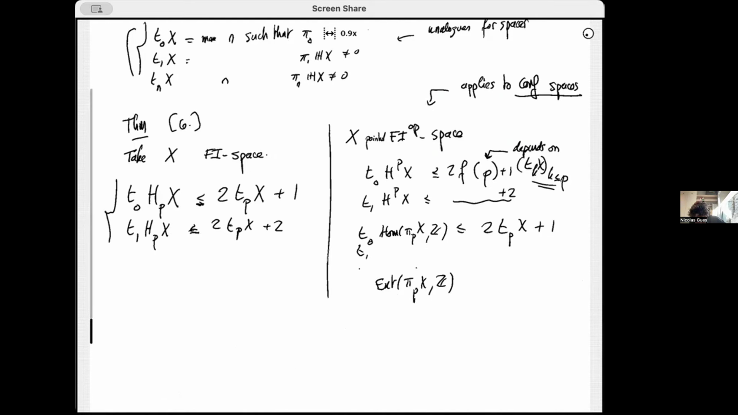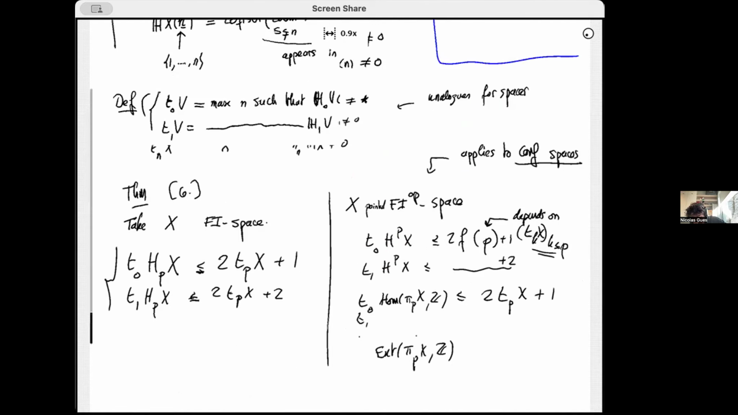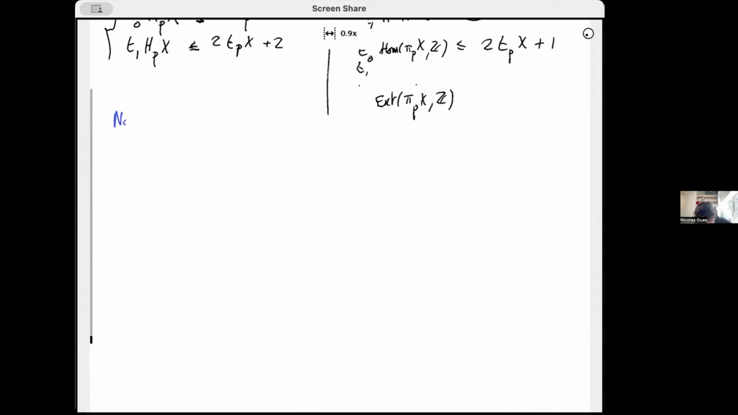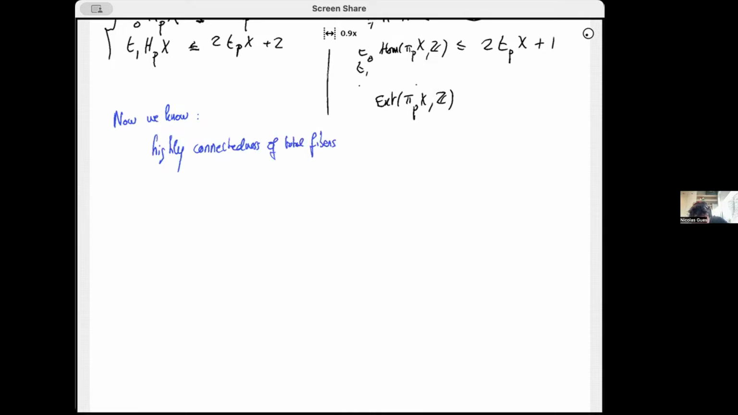So now I know that I can prove representation stability theorems about invariants by showing that some total fibers are highly connected. So I'll write this here. So now we know that high connectedness of total fibers of some families of spaces can help us prove representation stability theorems.